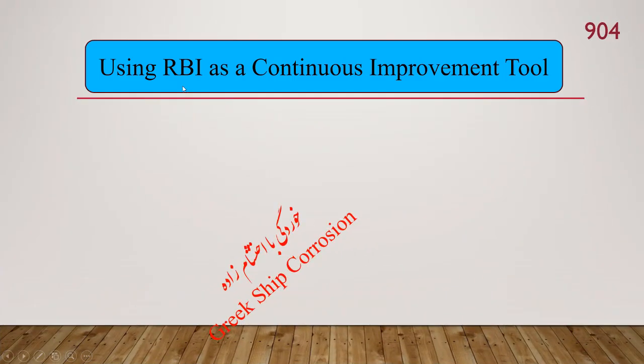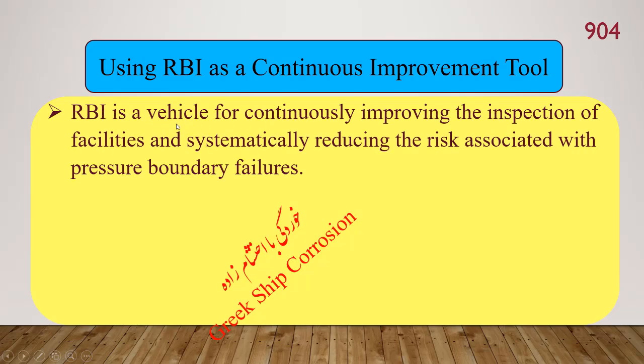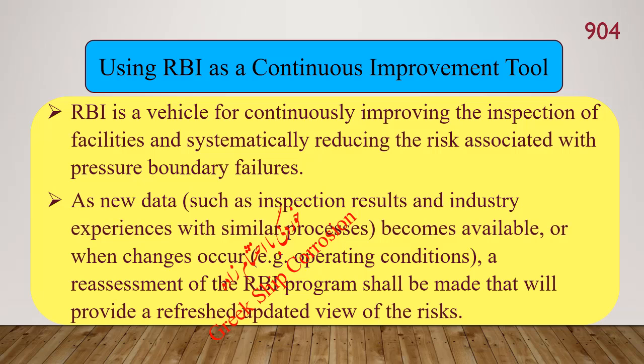Using RBI as a continuous improvement tool. RBI is a vehicle for continuously improving the inspection of facilities and systematically reducing the risk associated with pressure boundary failures. As new data such as inspection results and industry experiences with similar processes becomes available, or when changes occur, for example operating conditions, a reassessment of the RBI program shall be made that will provide a refreshed, updated view of the risks.